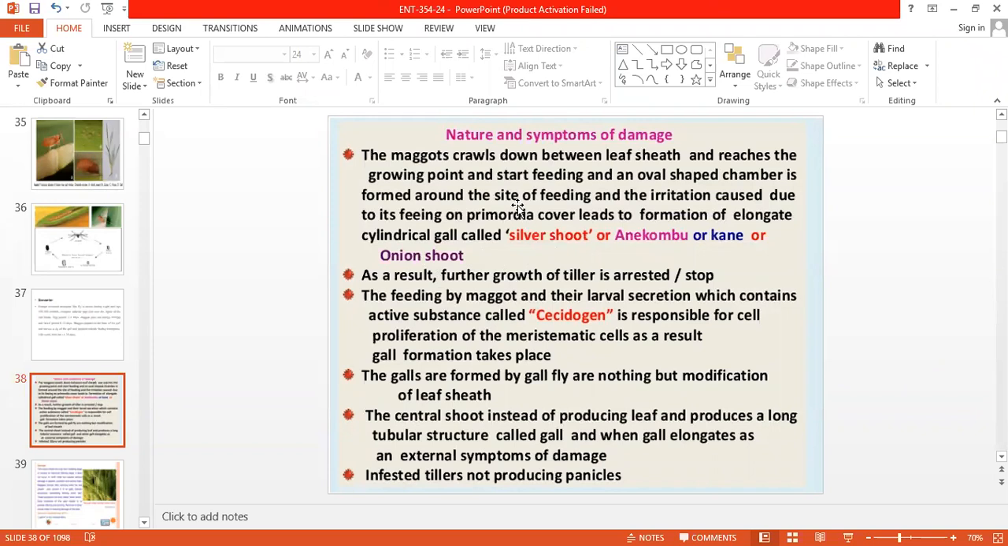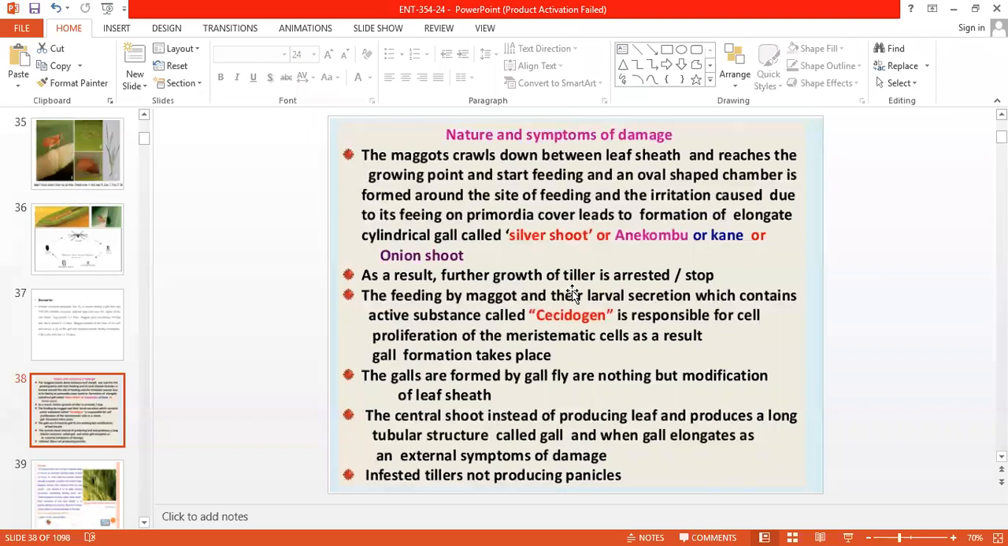So mainly the maggots feed on the growing portion of the shoots, and due to that infestation they form a tube-like or gall-like structure. That's why it is called a gall midge or gall fly. Due to the infestation of the maggot, the cells become elongated and form a gall-like structure, and the growth of the tiller is arrested or stopped.